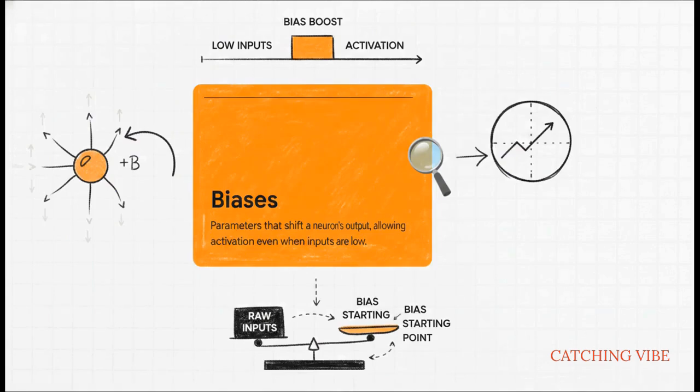Next up, we have biases. Now, while weights multiply the input, biases are simply added on top. They shift the output of a neuron, giving the model some much-needed flexibility. Think of a bias as a base level, right, or a starting point. It allows a neuron to activate and fire off a signal even when the raw inputs coming into it are super low. It basically gives the network independence from just relying on the raw input data.